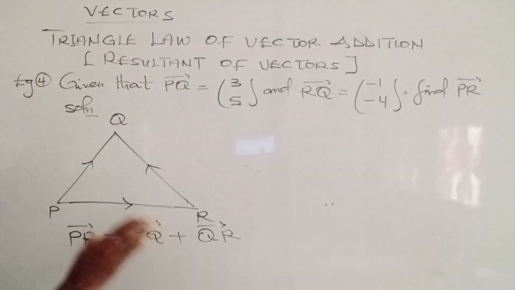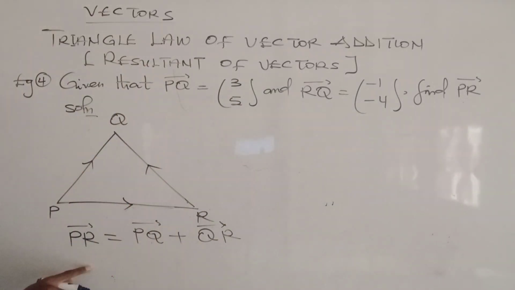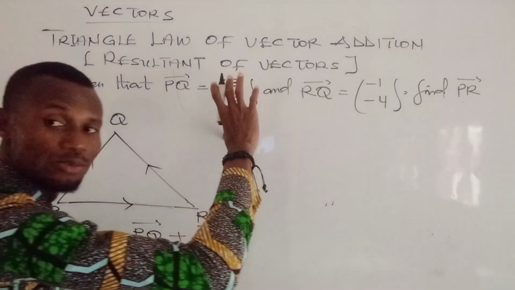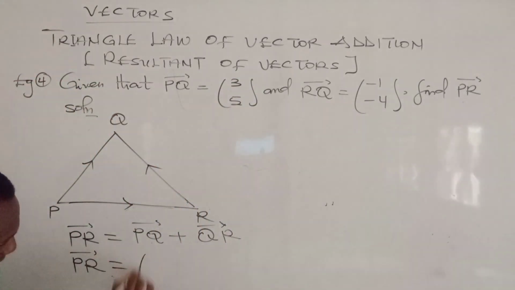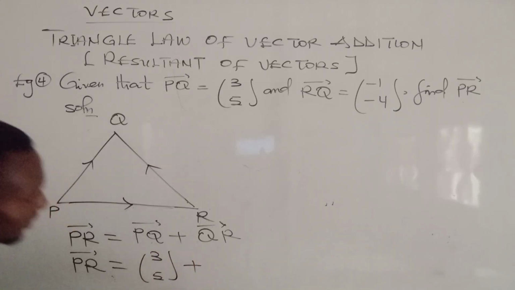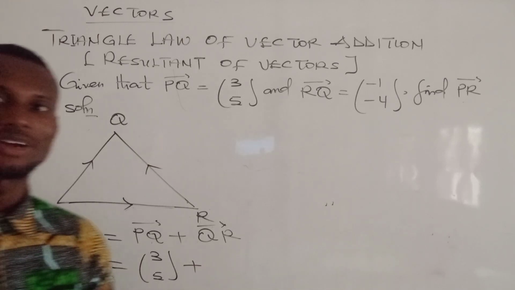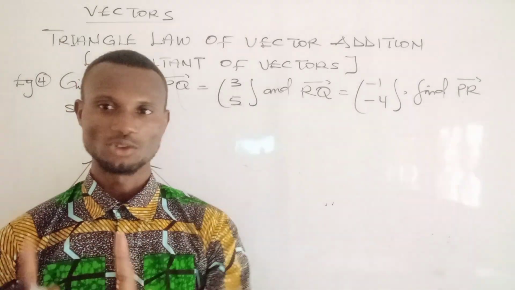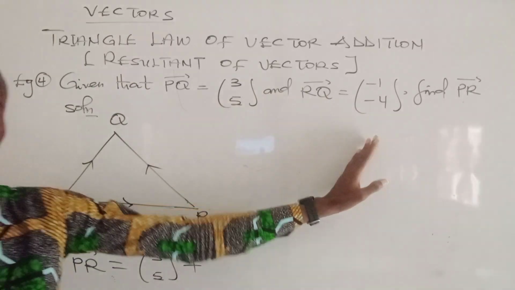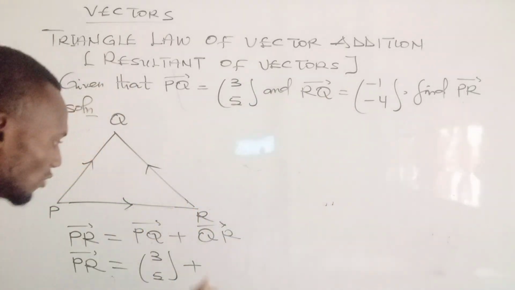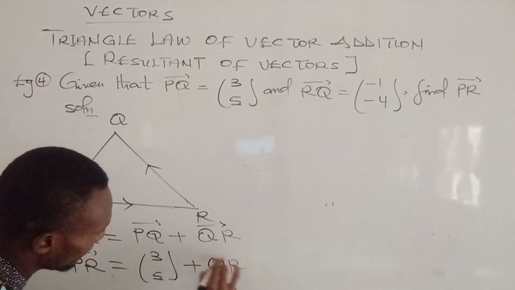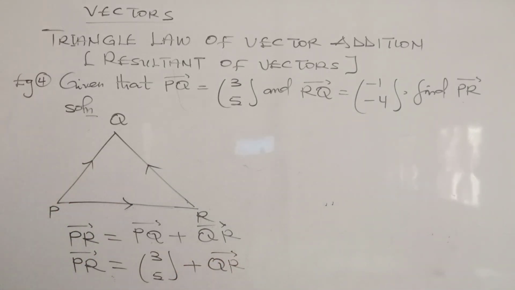So from here, let's input the values that we have. The PR we don't know, that's what we are looking for. So I'm going to write PR equals PQ, which is given to be 3, 5. So I put the value of PQ there, 3, 5, plus the QR. QR is not given. We were given RQ, which is not the same as QR. So just repeat your vector QR here. I hope you understand and you agree with me up to this point.